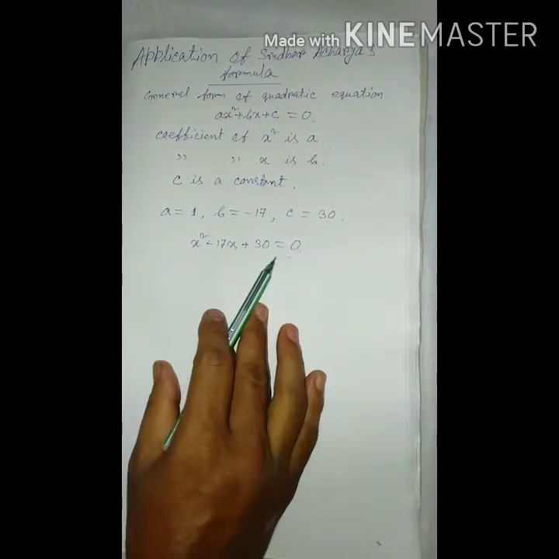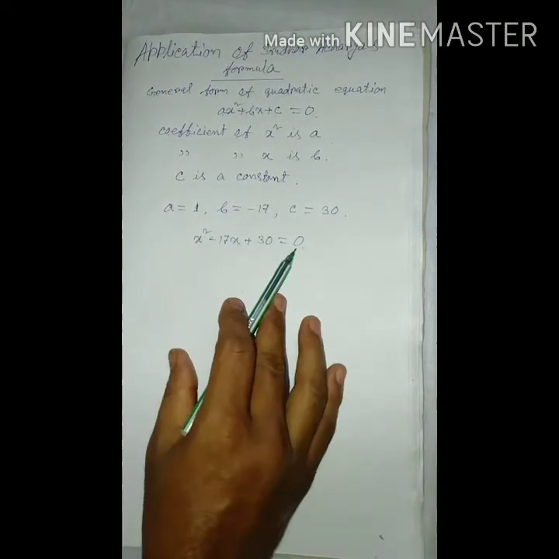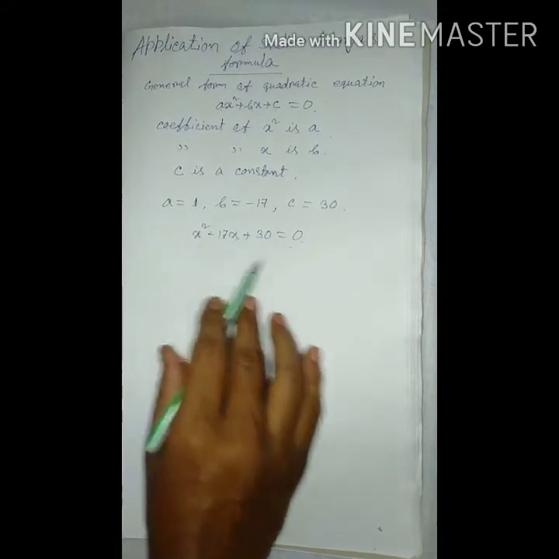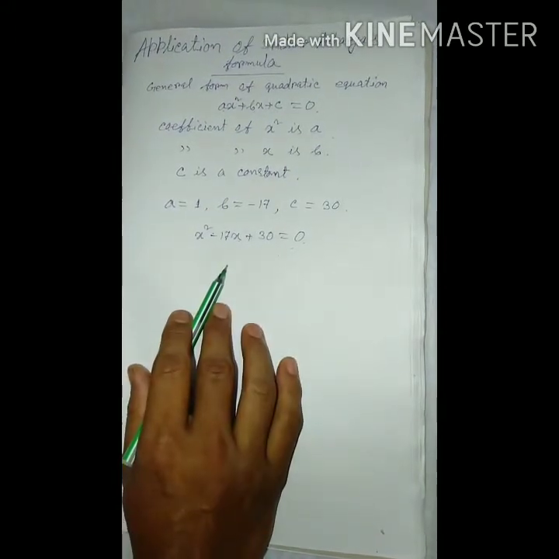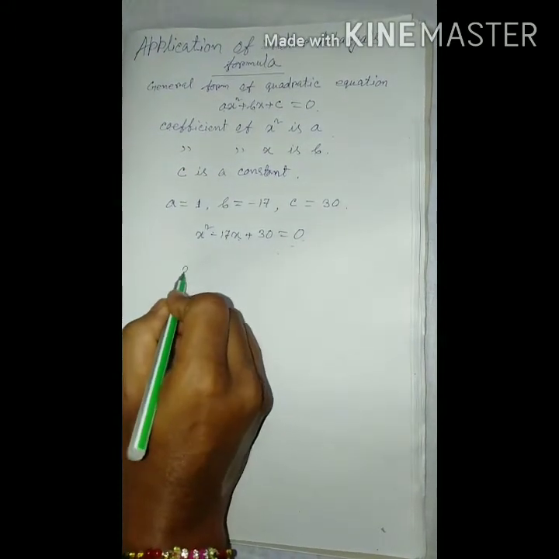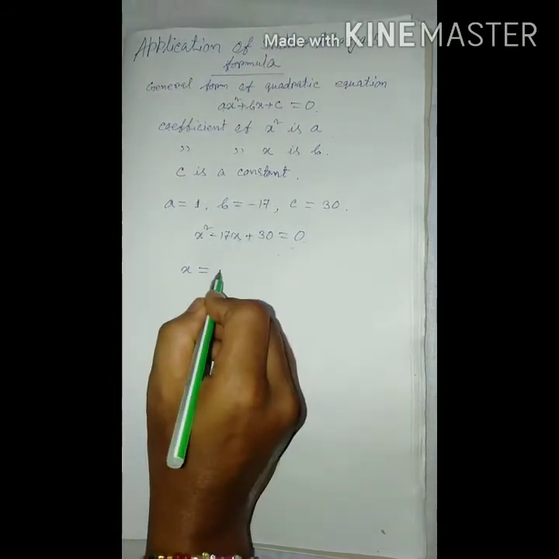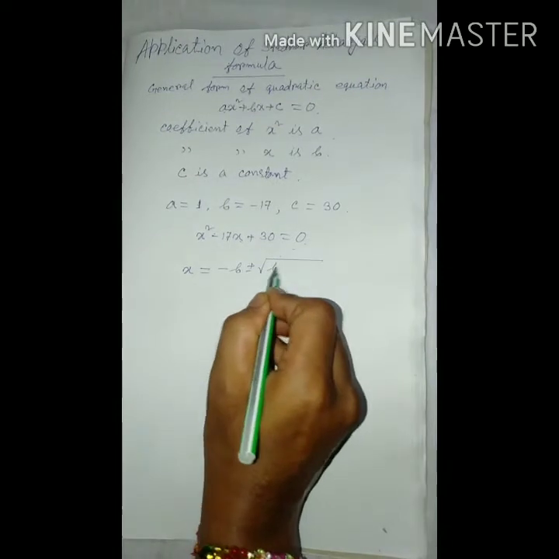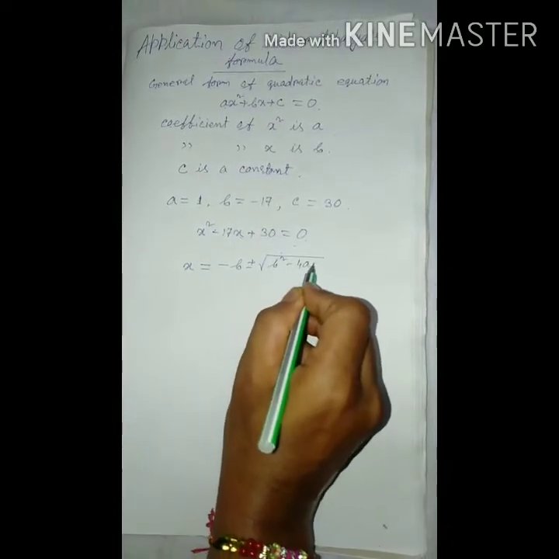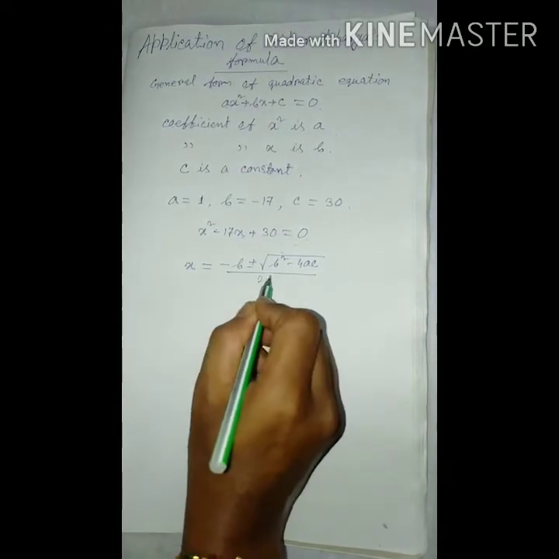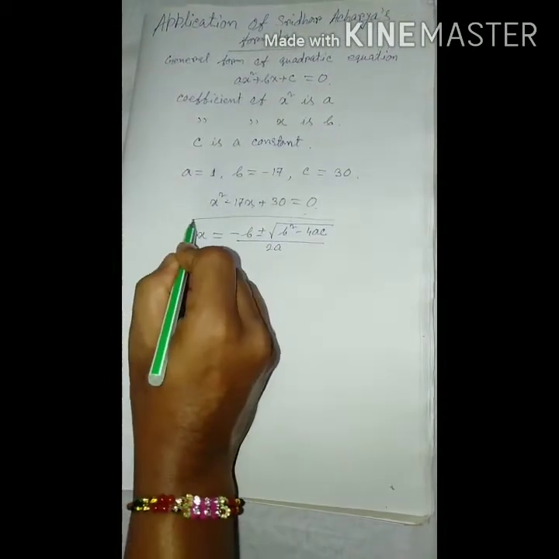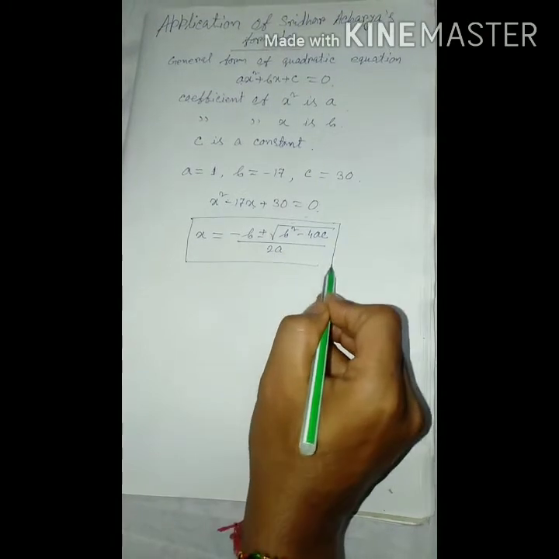We know this type of equation. We see this type of equations. Now solve this equation by Sridhar Acharya's formula. So Sridhar Acharya's formula is x is equal to minus b plus minus root b square minus 4ac by 2a. This is Sridhar Acharya's formula.